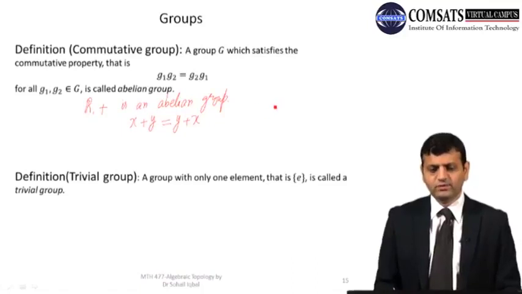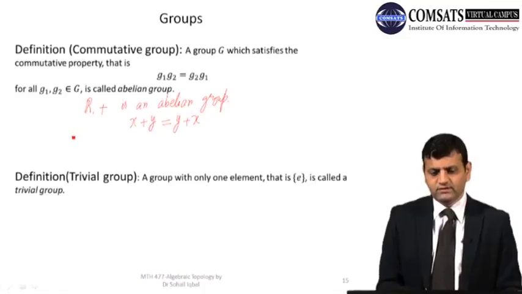So there are many examples of groups which are not abelian. For example, if we consider the set of all invertible matrices with entries from the set of real numbers, this forms a group under matrix multiplication. This is an exercise for you, but the important property is that this does not satisfy the commutative property.